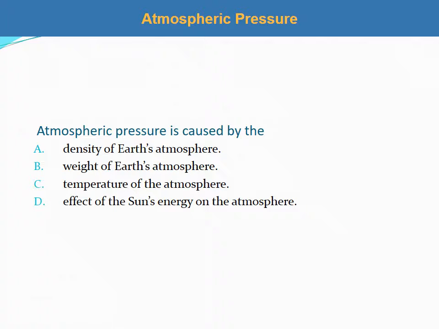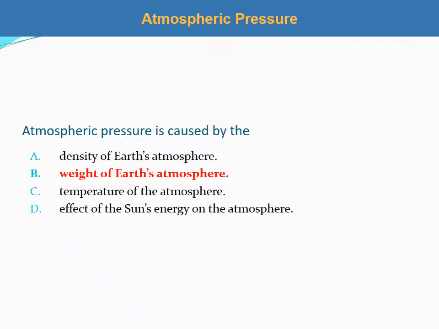Atmospheric pressure is caused by the: A. Density of Earth's atmosphere, B. Weight of Earth's atmosphere, C. Temperature of the atmosphere, D. Effects of the sun's energy on the atmosphere. Answer is B. The weight of Earth's atmosphere.